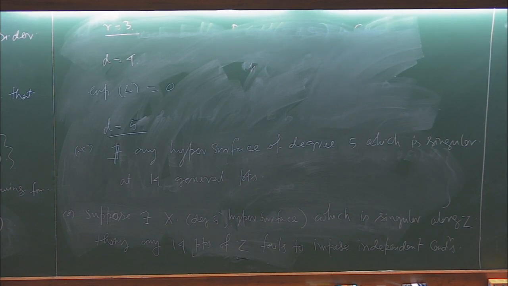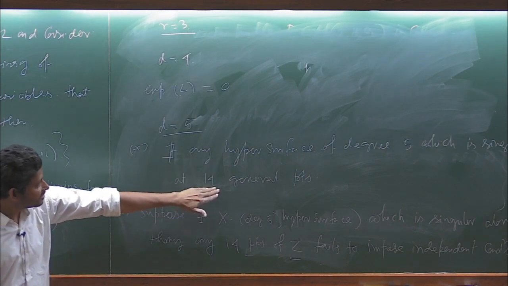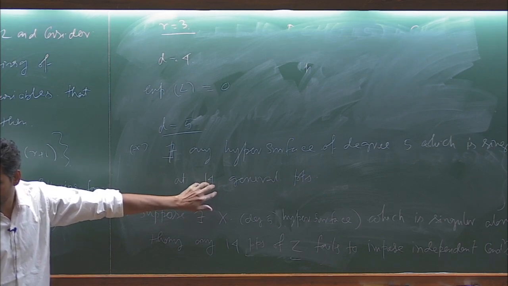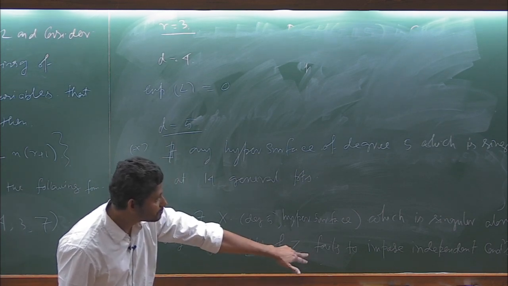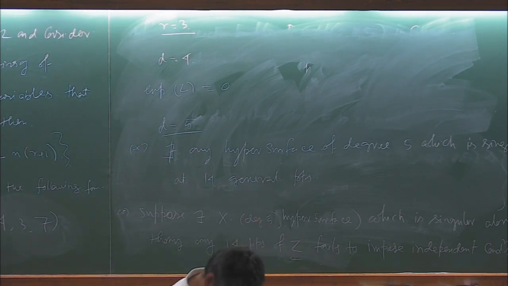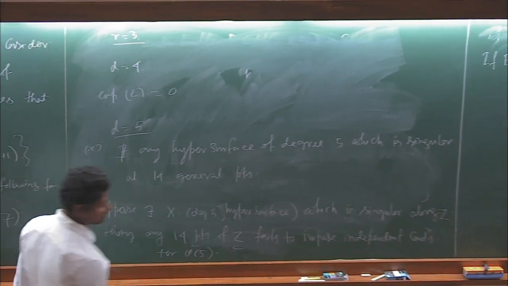Right, because if a general point imposes independent conditions, then by the Alexander-Hirschouitz theorem, there doesn't exist any hypersurface of degree 5 which is singular at 14 general points. So any 14 points of Z fail to impose independent conditions. The argument is that if it did impose independent conditions, then you could move it to general position. Is that right? Yes, yes. Independent conditions for O5, the degree 5 sections.